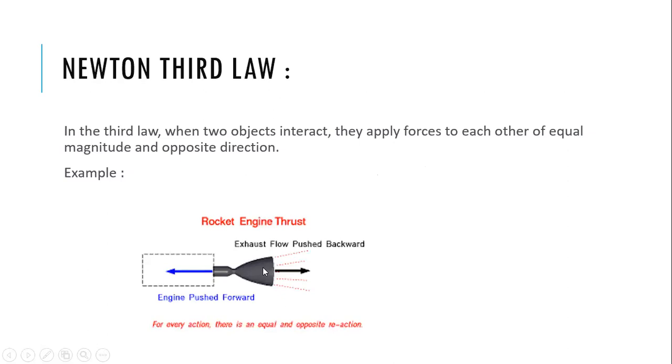And what is Newton's third law of motion? For every action, there will be an equal and opposite reaction. This is what the third law states. Let us take an example, a rocket engine. The engine moves forward due to the backward thrust applied at the exhaust turbojet nozzle. Due to the backward thrust, the rocket engine moves forward. This is one of the best examples of Newton's third law.